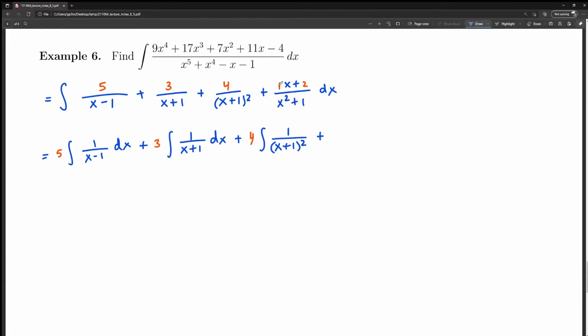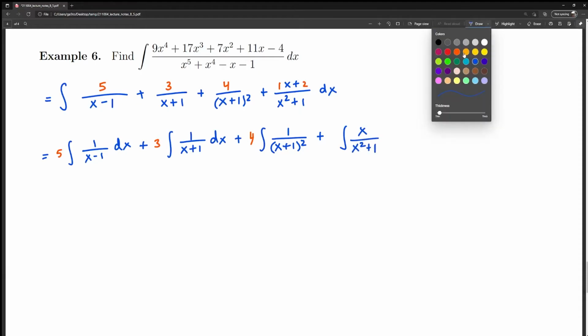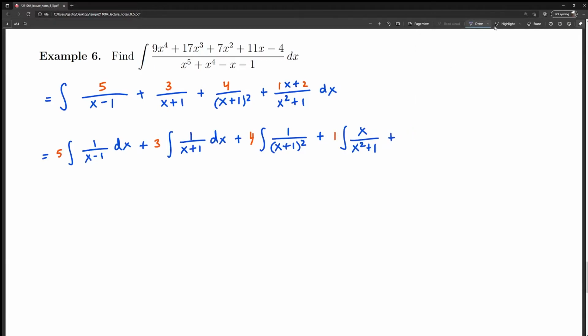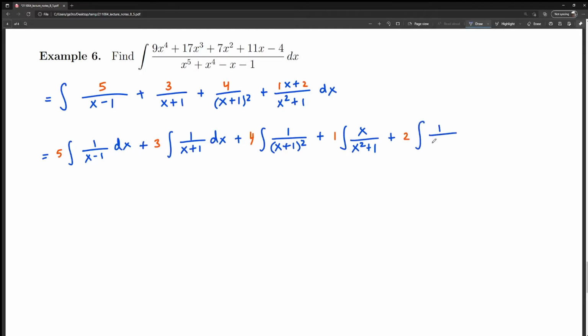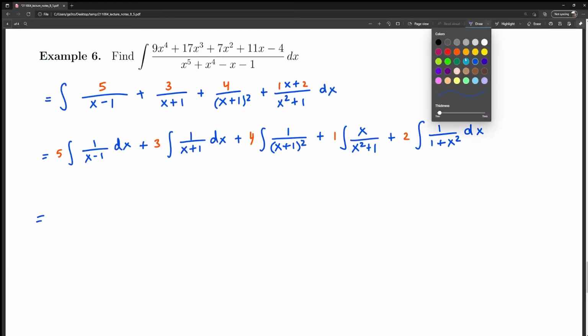And then finally, the integral that we have to find is an integral that we can split up into two pieces. Remember that was a trick before where we split up the numerator. So we have 1 times the antiderivative of x over x squared plus 1. And then the second part of the numerator gives us 2 times the antiderivative of 1 over, and I'm going to rewrite the denominator as 1 plus x squared dx. So now let's find these integrals.